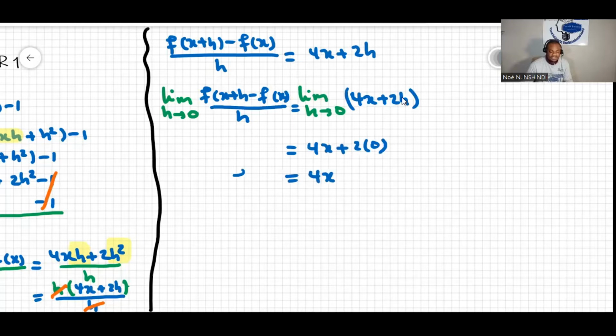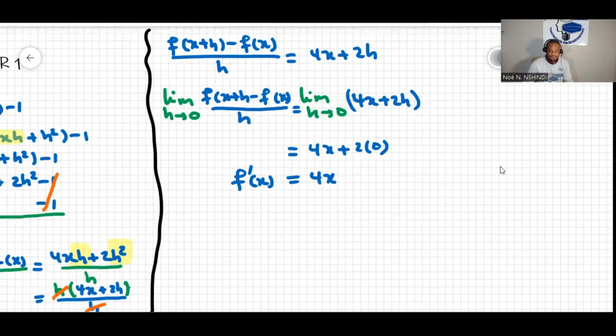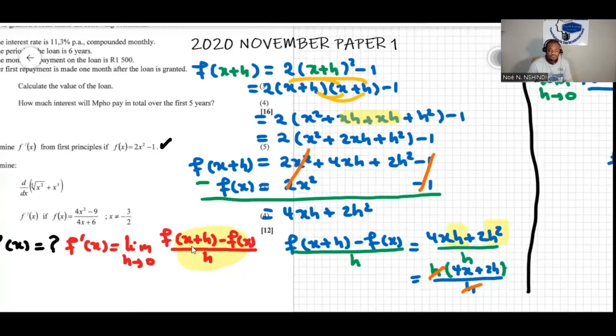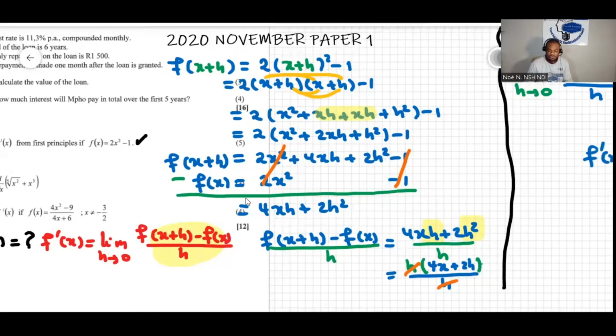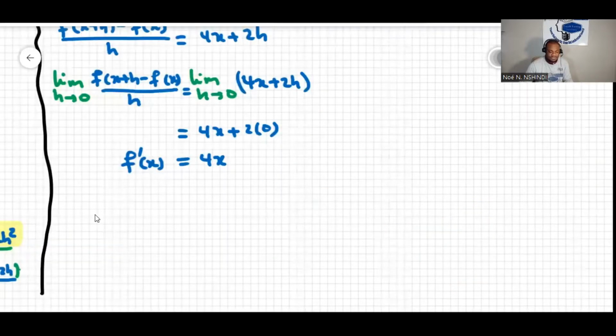So this is f prime of x, because the part that we see here is f prime of x according to the formula. That's the formula of the first derivative from first principles. So we've got f prime of x equals 4x. Now we have the answer.